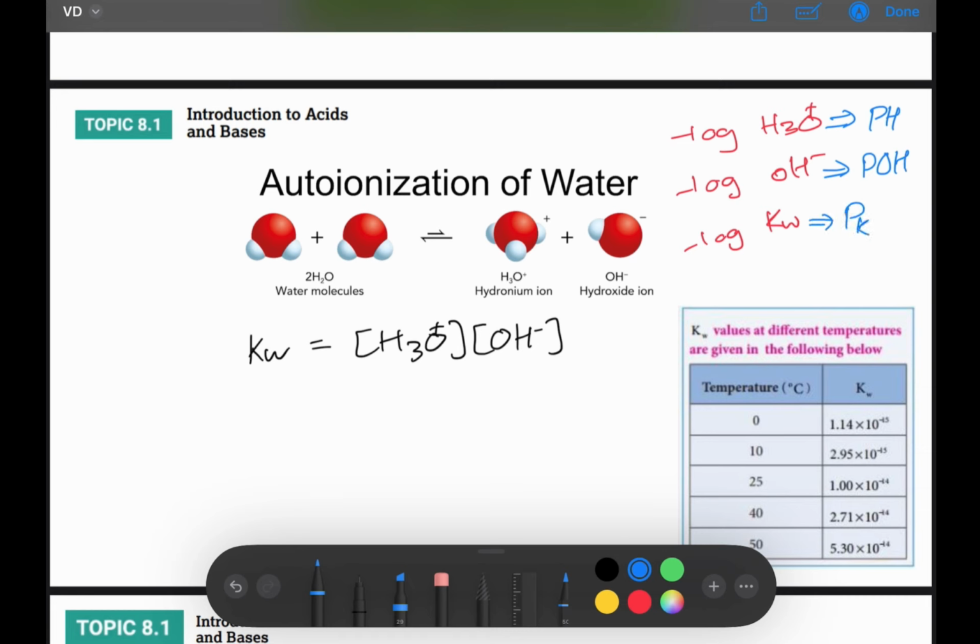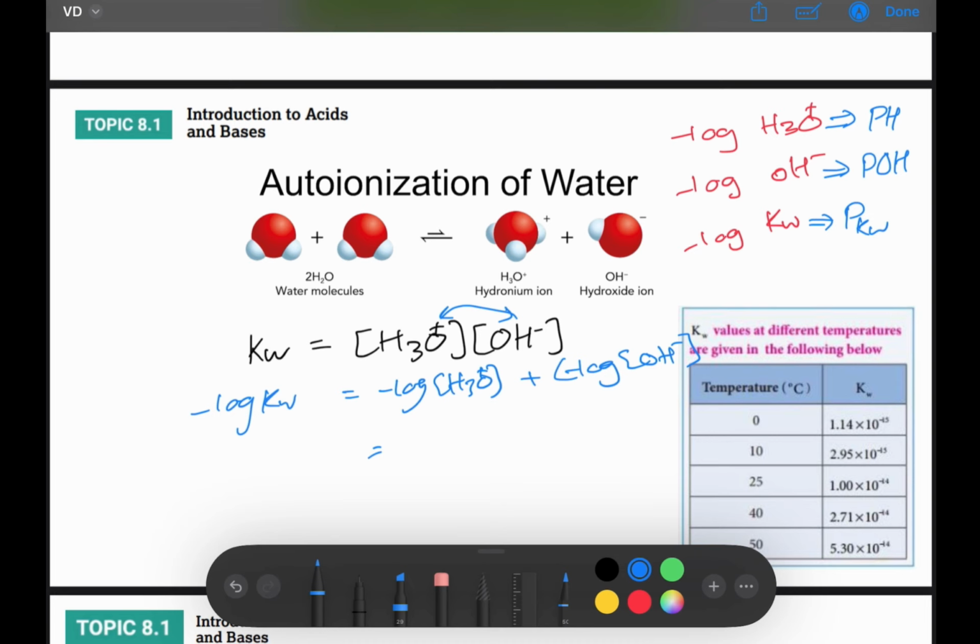All right. So if you know some rules in math, in logarithms, you take the negative log Kw equal to the negative log of H3O plus. And just keep in mind, since the process is multiplication between two concentrations, when you use logarithms, the multiplication is going to be a positive sign. So you have to say plus negative log the concentration of OH negative, right?